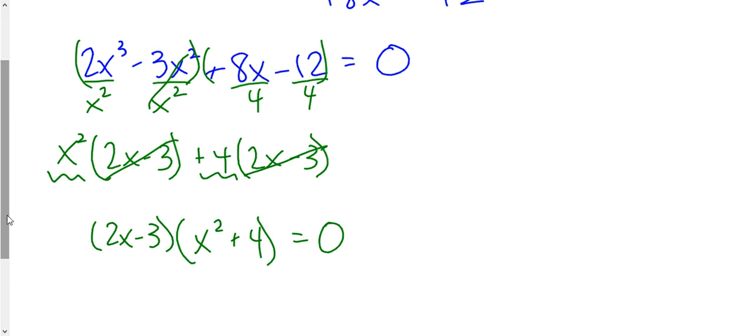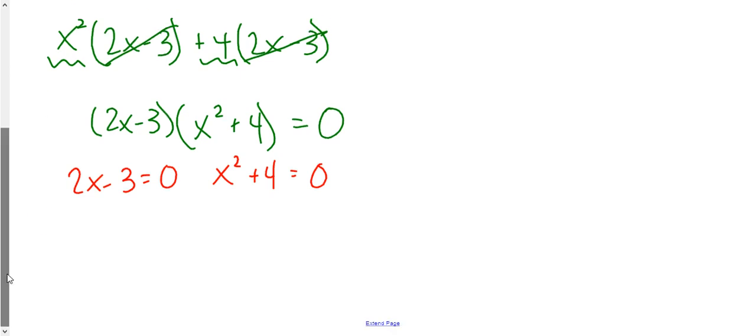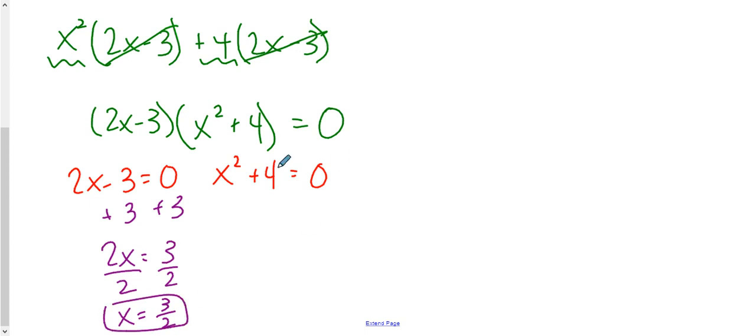From here, we set our factors equal to 0. So 2x minus 3 equals 0, x squared plus 4 equals 0, and now we're going to solve for x. I want you to pause the video, solve for x, hit play whenever you're ready to check your answer. All right, so let's go ahead, let's solve these two. I'm going to add 3 on this side. That gives me 2x equals 3. Divide out my 2, and x equals 3 over 2. My other side, I'm going to subtract 4. So x squared equals negative 4.